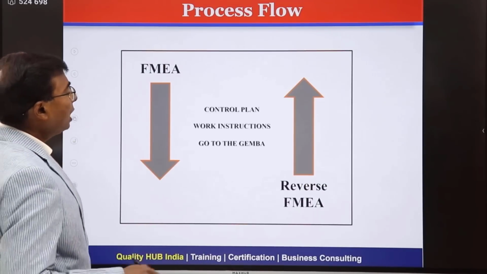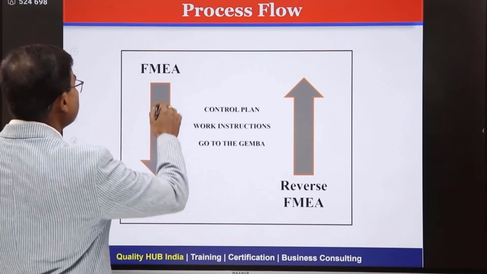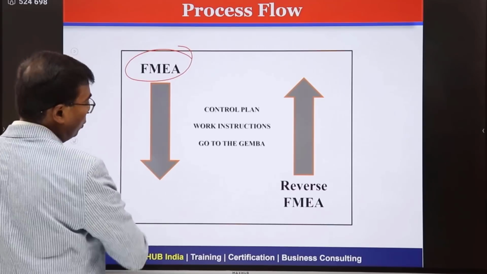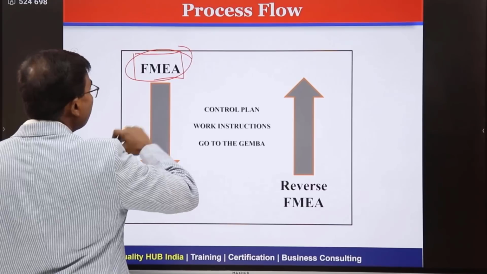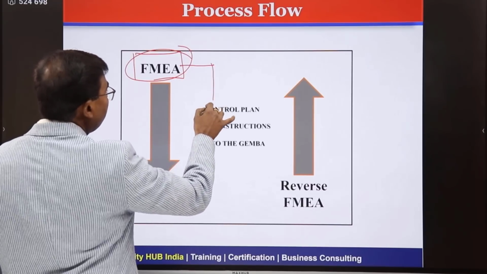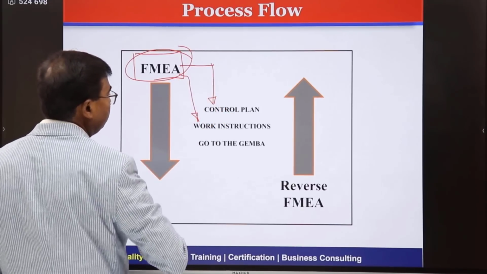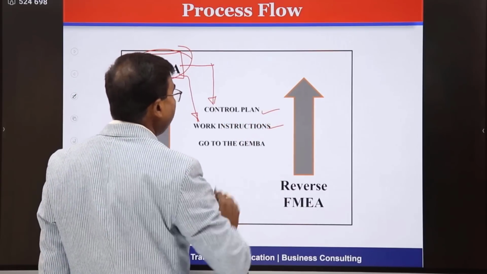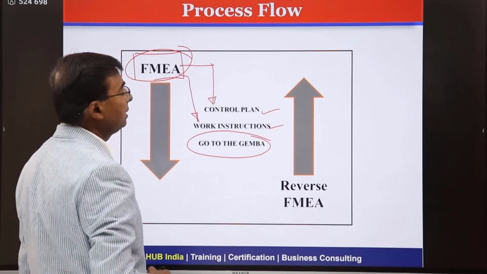So if I talk about explaining the thing in a diagram manner, you can see over here, this is the normal FMEA, which is a top down approach. That means we make FMEA, and based on FMEA we make control plan, input goes to work instruction, and then control plan and work instructions are used in shop floor for putting controls, right? So that needs to be verified in the Gemba.